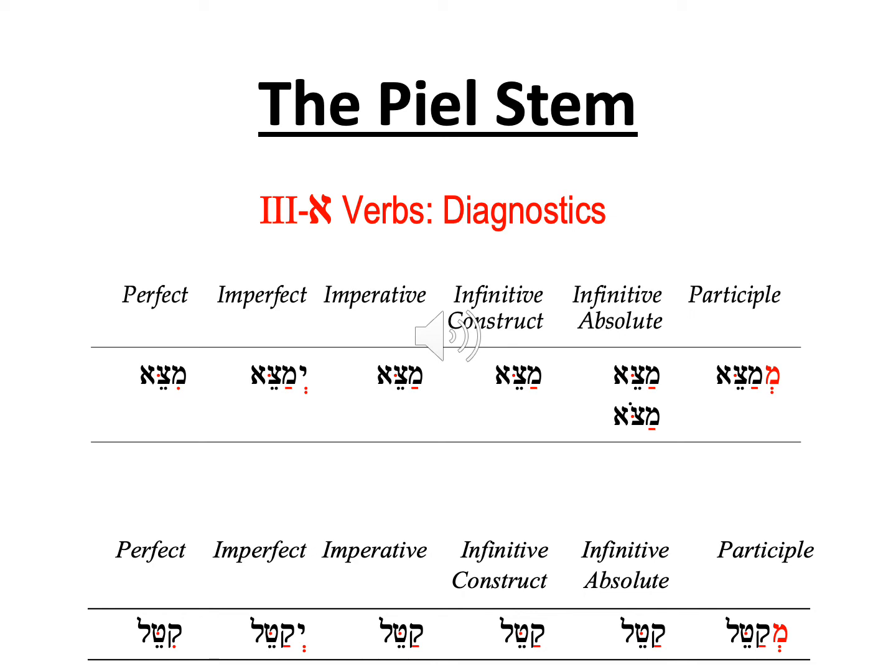In the infinitive construct, there will not be a patak under the first root letter, but a vocal schwa. Also, in both the infinitive construct and infinitive absolute in the cal stem, there is no dagesh in the second root letter, but Piel will always have a dagesh in the second root letter, indicating that this is a Piel infinitive absolute and not a cal.